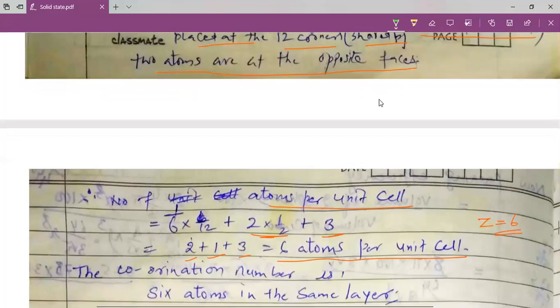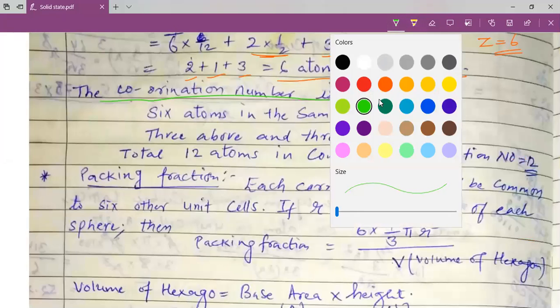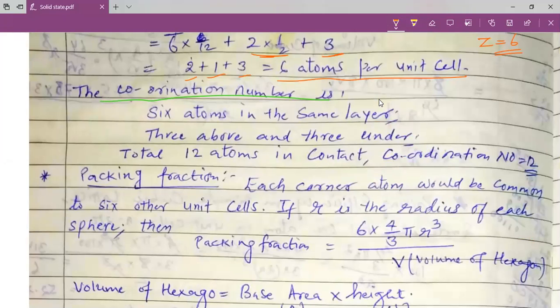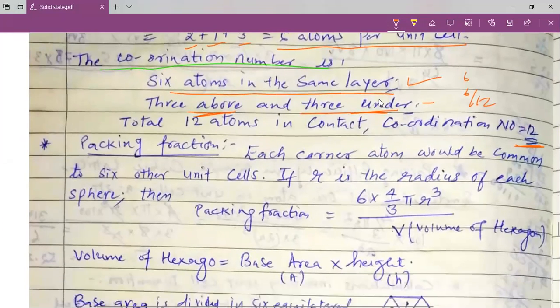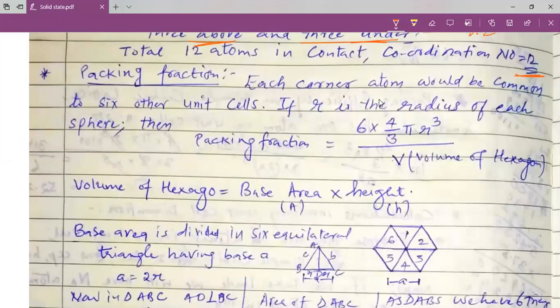You can see here, I have written it clearly. The coordination number is, my dear students, 6 atoms in the same layer which I have shown you, 3 above and 3 under. That is also 6. So 6 plus 6 gives us 12 atoms, and that is why the coordination number is 12. So this is how, my dear students, we can easily understand the coordination number is 12.